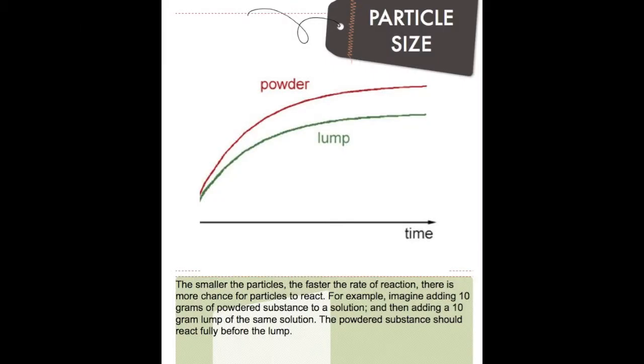The smaller the particles, the faster the rate of reaction. There is more of a chance for particles to react. For example, imagine adding 10 grams of a powdered substance to a solution and then adding a 10-gram lump to the same solution. The powdered substance should react fully before the lump reacts fully.